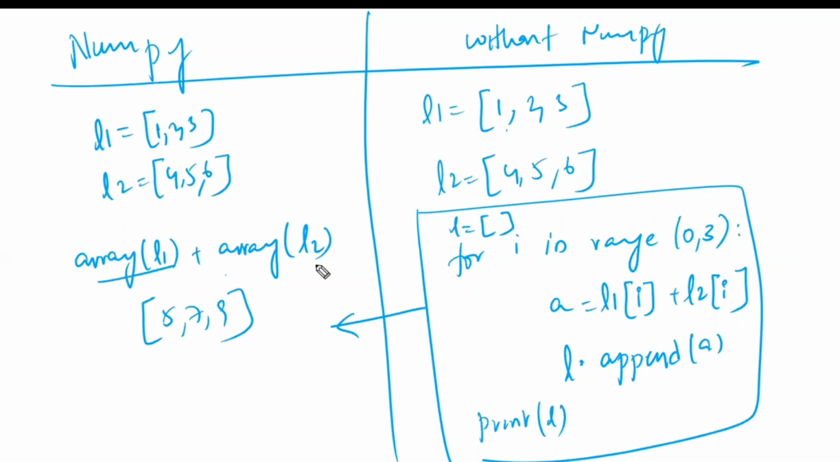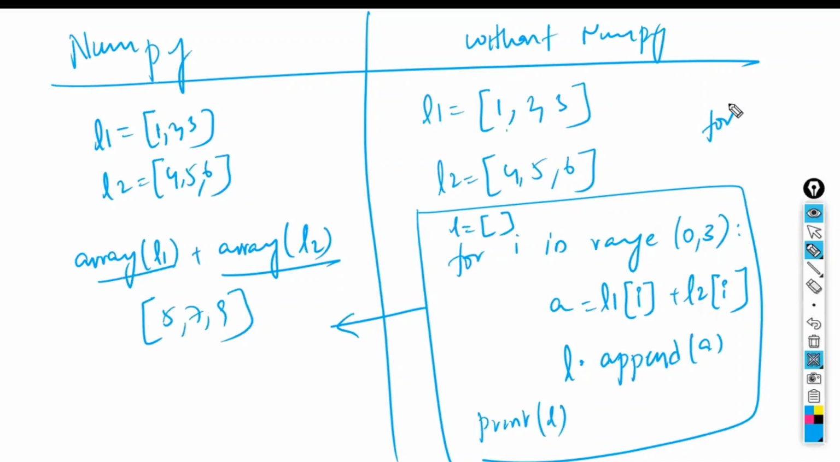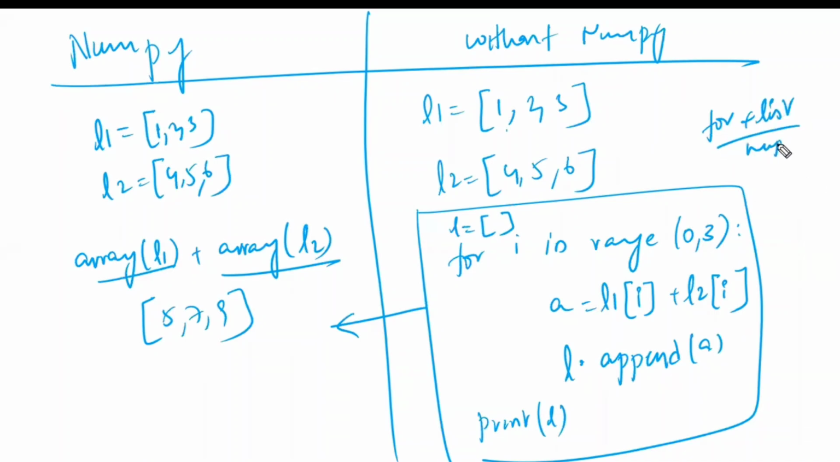The array of L1 plus array of L2, how it is working: array is nothing but a concept with respect to a for loop. For plus list is called NumPy. By combining all this, in the back end of an array, the same thing is there: for loop with append. For loop plus append is called an array.